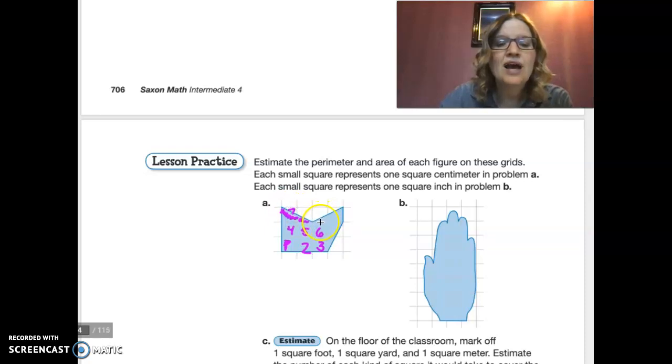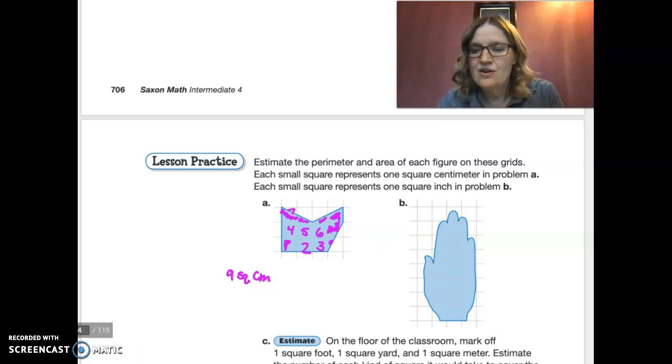And I'm looking at this area and this area, and I'm going to put that as 8. And then when we have this little area and this area, I'm going to put that as 9. So I'm putting this as 9 square centimeters.